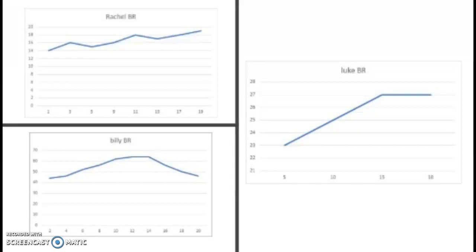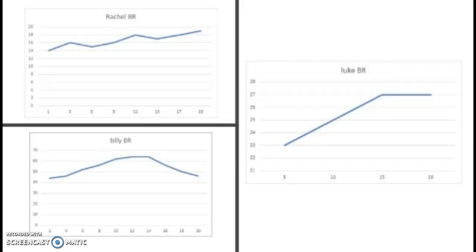Breathing rate. At the start of exercise, Rachel's data shows her breathing rate increases from 14 in the first minute to 16 in the third minute. And her breathing rate decreases from 16 down to 15 in the fifth minute. For the next 6 minutes, her breathing rate increases, but not at a steady rate.